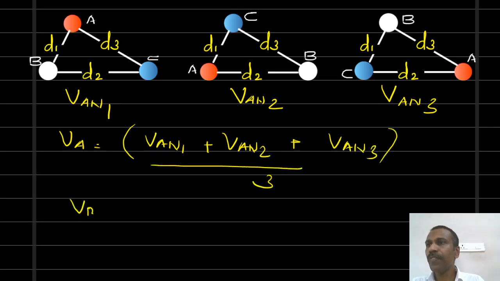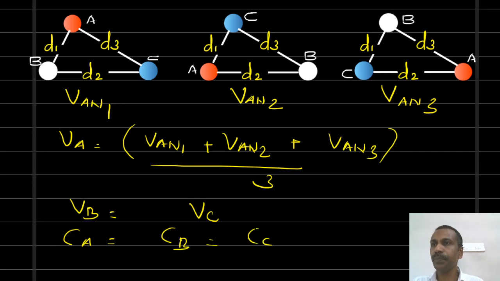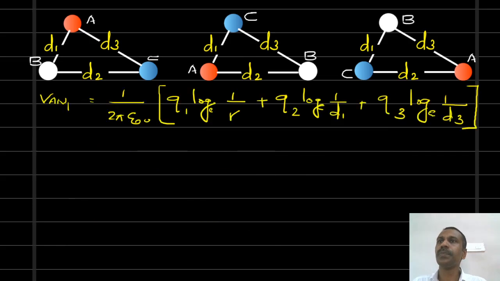Because all the three phases will be having potentials, we can find out VB and VC. In this case, if you are doing the transposition of conductors, the capacitances will be equal. So your CA will be the same as CB, the same as CC. That's why we are doing the transposition of conductors. So this is the potential of the phase A conductor at the first position.